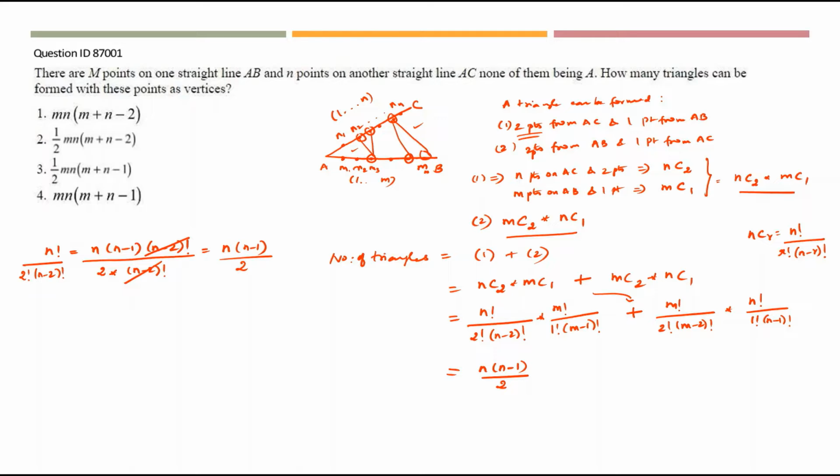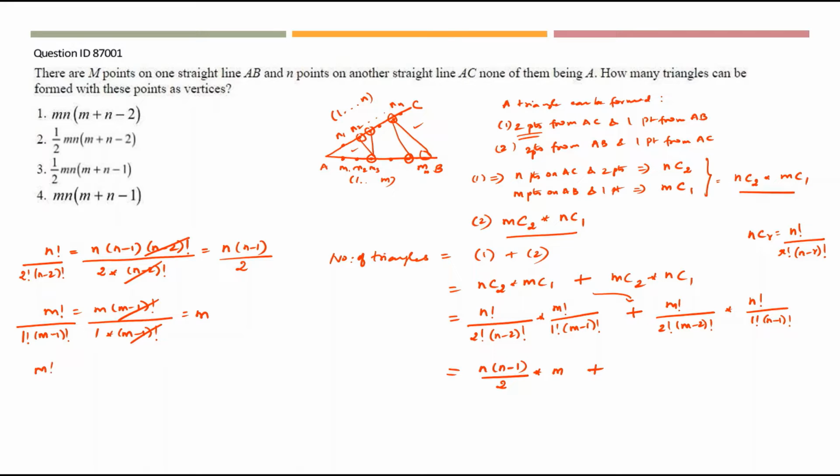Now m factorial can be expressed as m into m minus 1 factorial. Why do I expand this? It is just to cancel them with the denominator. So this will be 1 factorial into m minus 1 factorial. 1 factorial is again 1 and we have m minus 1 factorial. I can cancel both and this will give me the value of m.